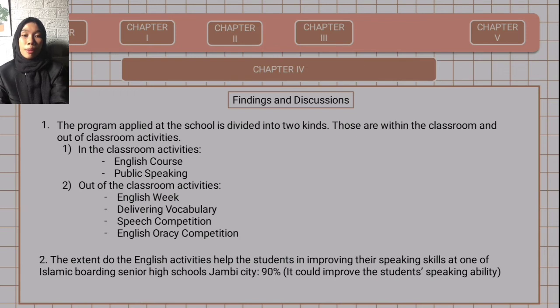There are many activities applied at one of the Islamic boarding senior high schools in Jambi City. They include activities in the classroom, consisting of English course and public speaking, and outside of the classroom, there are English week, delivering vocabulary, English speech competition, and English oracy competition. All the activities are necessary to be done to improve the students' ability.